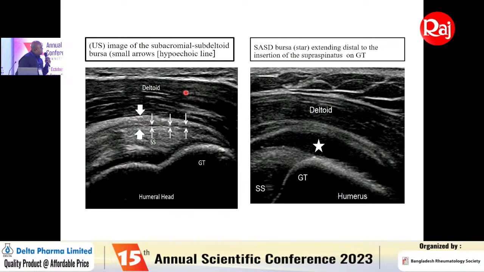And anterolaterally, you also scan, very important, the subacromial subdeltoid bursa, where you can see the deltoid muscle, this is the supraspinatus muscle, and in between these muscles there is the bursa, the subacromial subdeltoid bursa. And this is another picture of the subacromial subdeltoid bursa.